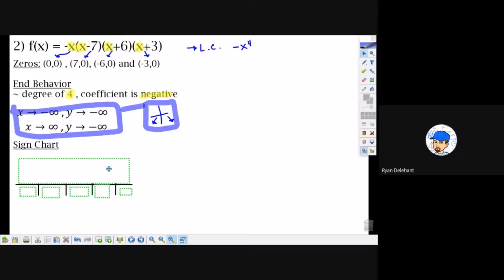So we need 5 zones because we've got 4 roots. So we need to list our roots in order. This is the one as you go through this process that'll catch you when you make a sign chart. Make sure you put your most negative number first and count them in order, because it's really easy to go 0, 7, negative 6, negative 3, right? It's really easy, okay? So just be really cautious at that point.